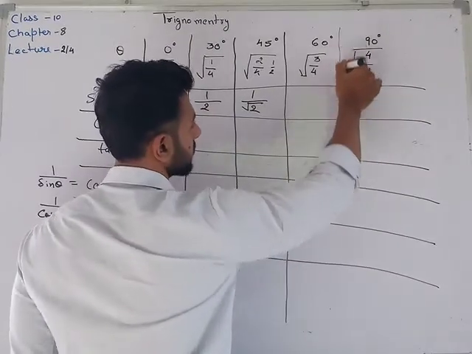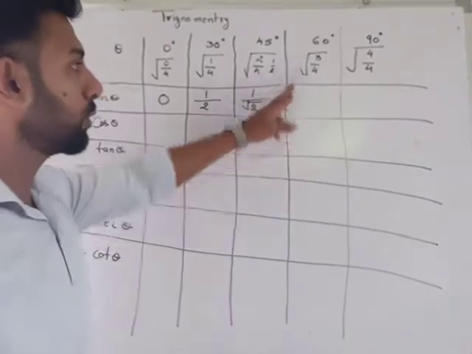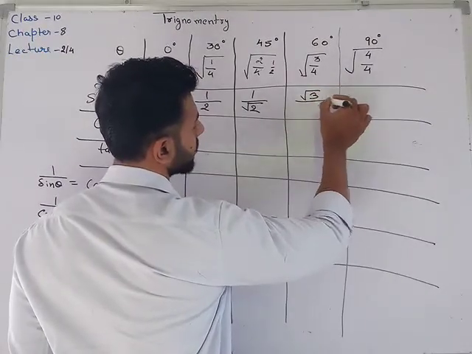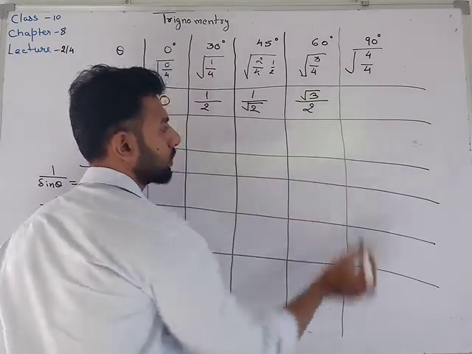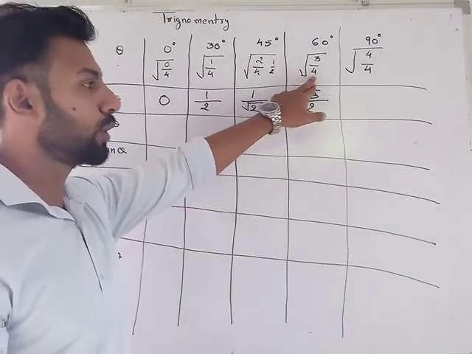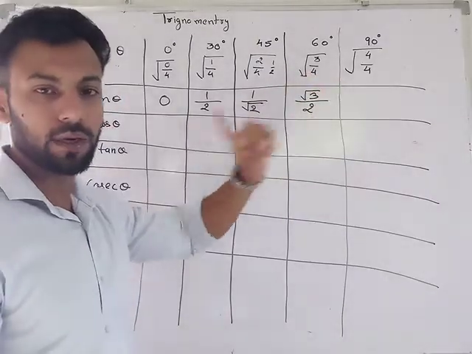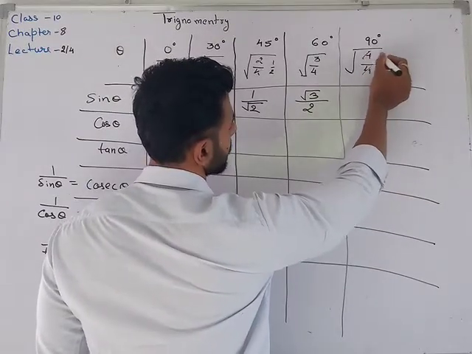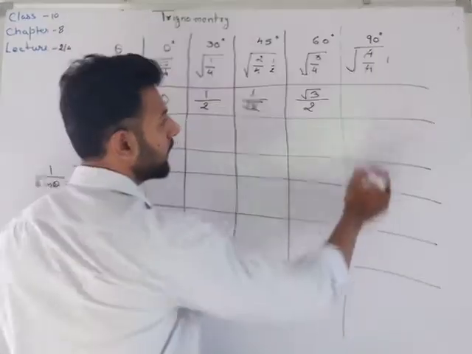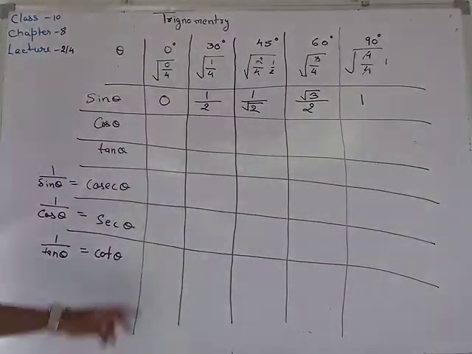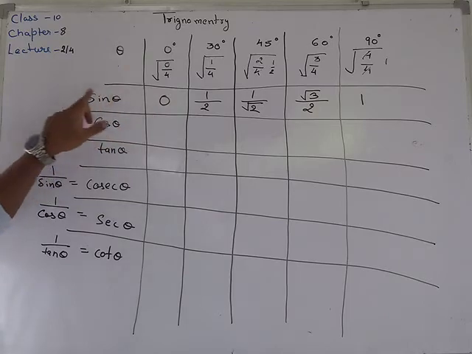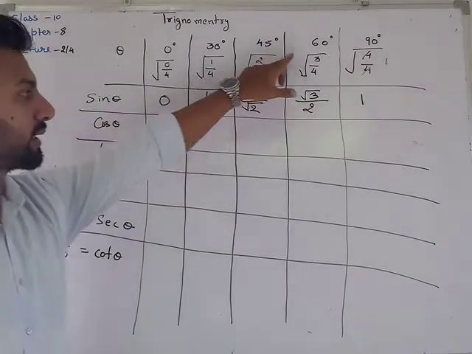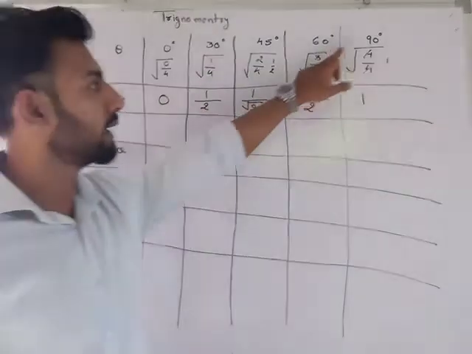After this, under root of 3 will be under root of 3 and under root of 4 can be written as 2, because 4 can be written as 2 into 2. So a pair of 2s we can take out. 4 gets cancelled out with 4, so it will be 1. So under root of 1 will be 1. So sin 0 degree is 0, sin 30 degree is 1 by 2, sin 45 degree is 1 by root 2, sin 60 degree is root 3 by 2 and sin 90 degree is 1.